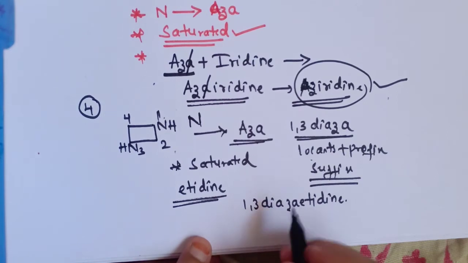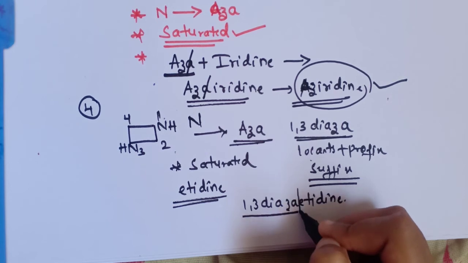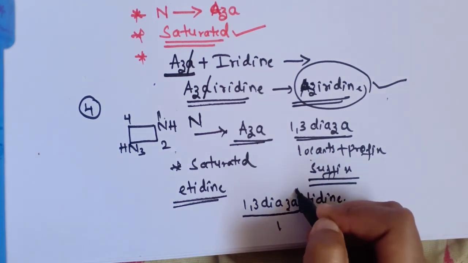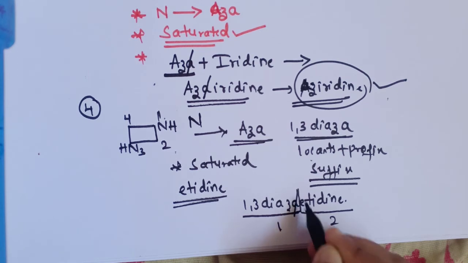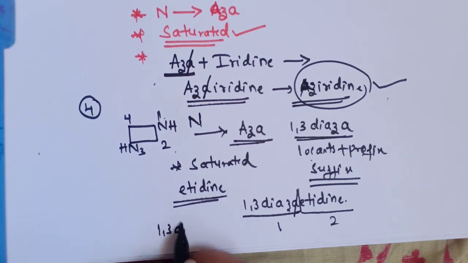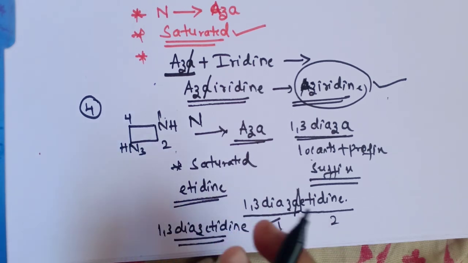Now locants plus prefix is the first part, and etidine is the second part. Here the last letter of the first part is A and the first letter of the second part is I. These two are vowels, so we should drop one of the vowels, that is, only the last letter of the first part. So it will become 1, 3 diazitidine. This is for the 4-membered ring.